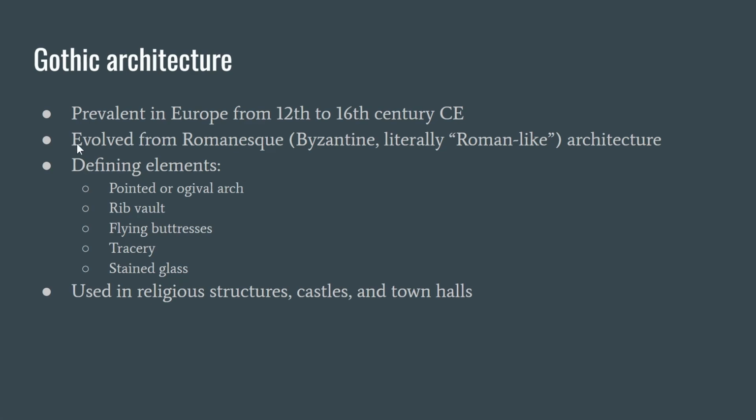So the defining elements of Gothic architecture are the pointed or ogival arch, which is the same thing, just different terms, and then the rib vault, flying buttresses, tracery, and stained glass. We're going to take a look at all of these today. Gothic architecture is mostly used in religious structures, castles, and town halls. So almost everything we're going to see will be cathedrals or castles.